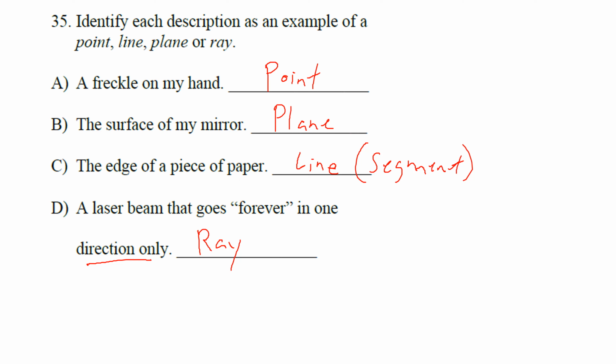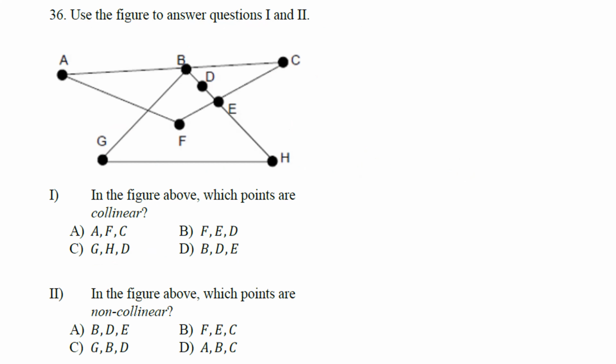Any questions there? All right. 36 is the last one. So like I said, every single one of these had to do with vocab. There wasn't really anything to work out. On 36, use the figure to answer questions 1 and 2. So on number 1, it says, in the figure above, which points are collinear? What does it mean to have points that are collinear?